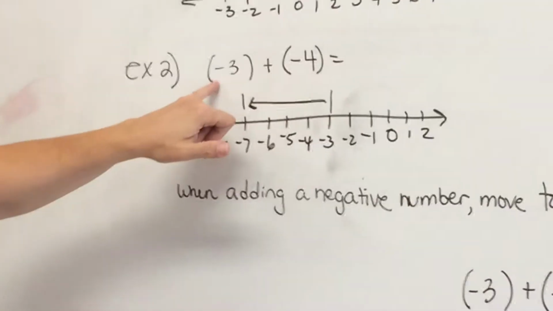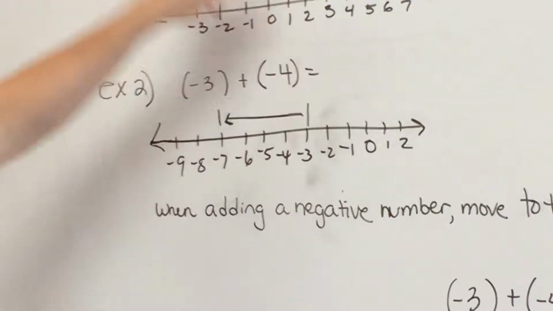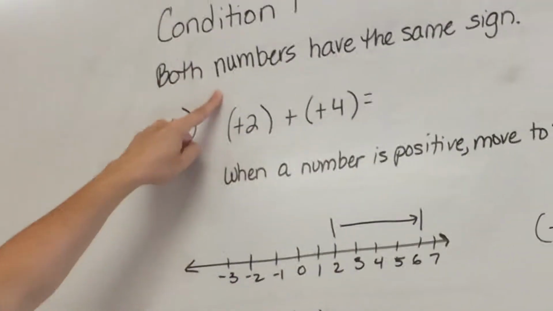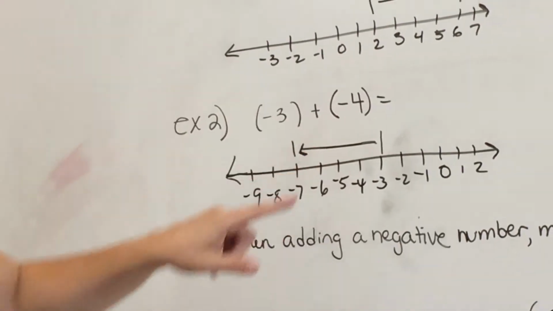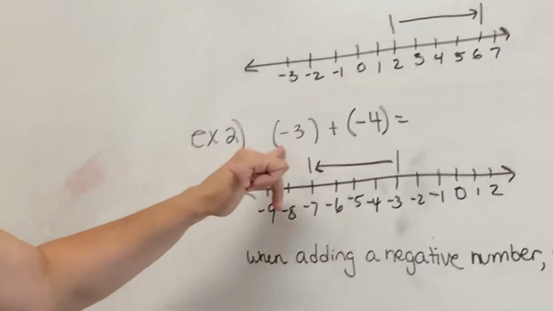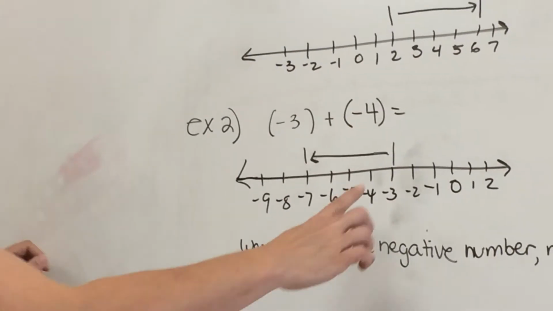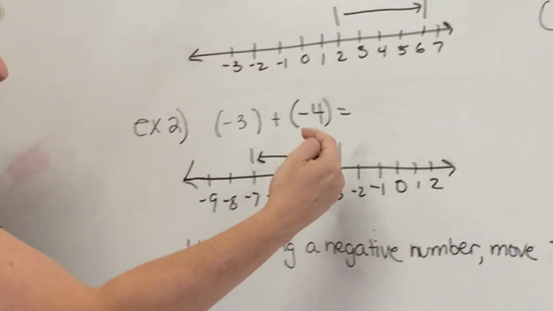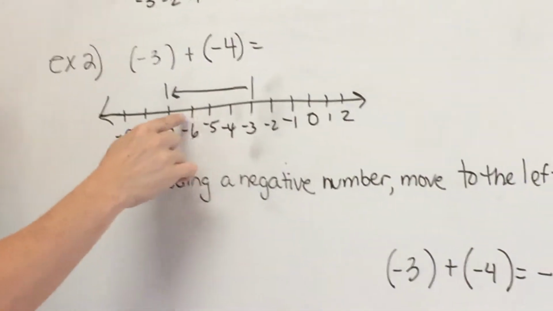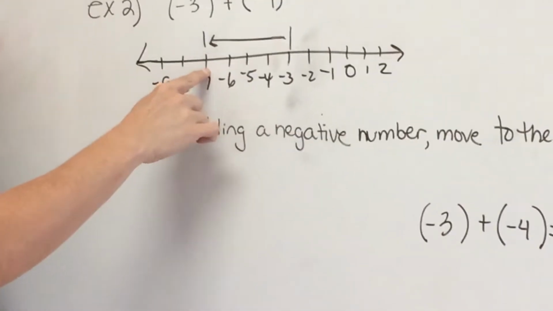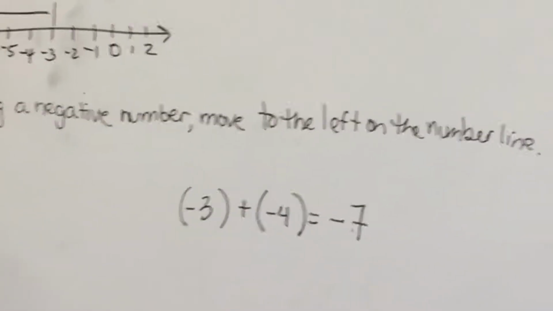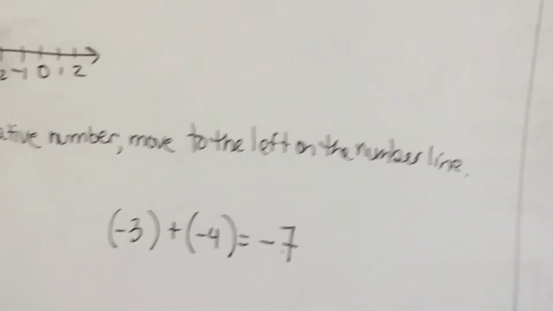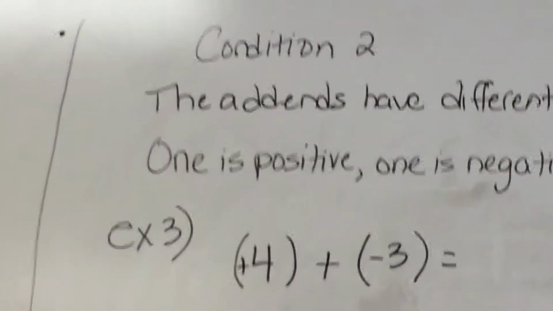The next example is a negative 3 plus a negative 4. It says, if both numbers have the same sign, this time we're going to go the other way because they're negatives. So we're going to start at the negative 3 and we're going negative 4. 1, 2, 3, 4. Where do we end up? We end up at negative 7. When adding a negative number, move to the left on the number line. Okay? So negative 3 plus negative 4 is negative 7.